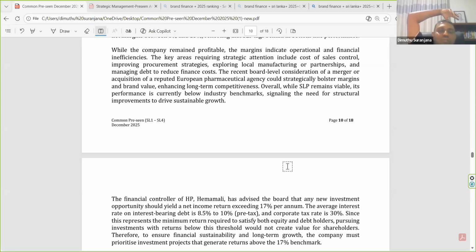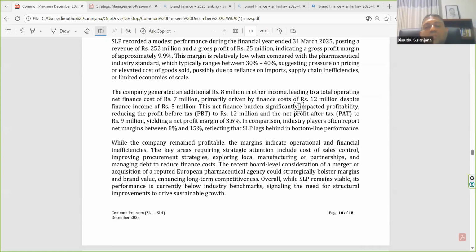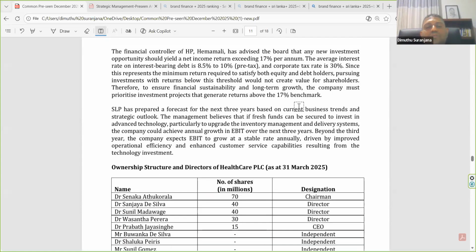The board level consideration of a merger or acquisition of equity group in parcel agents to strategically boost the margin, brand value, enhancing long-term competitiveness. And so overall, while SLP remains viable, its performance is currently below industry benchmark, not up to standard, signaling the need for structural improvement to drive sustainable growth.